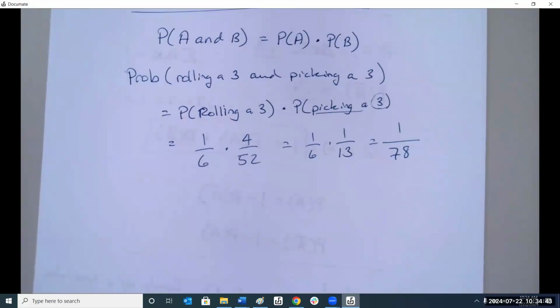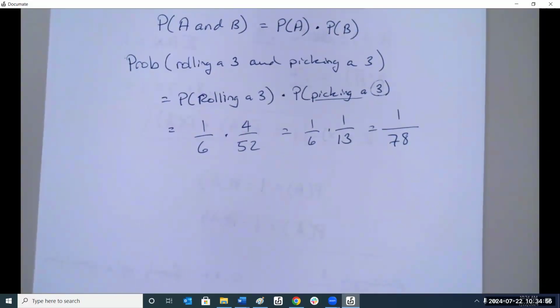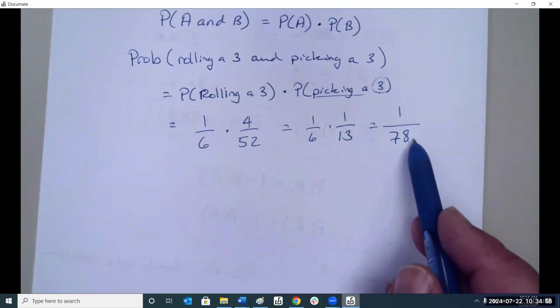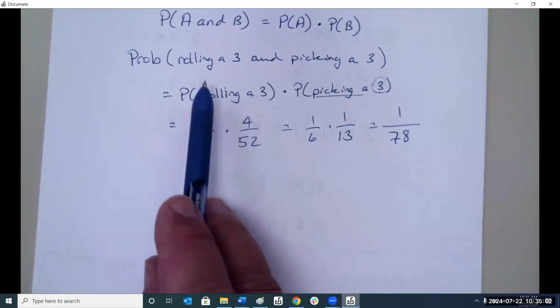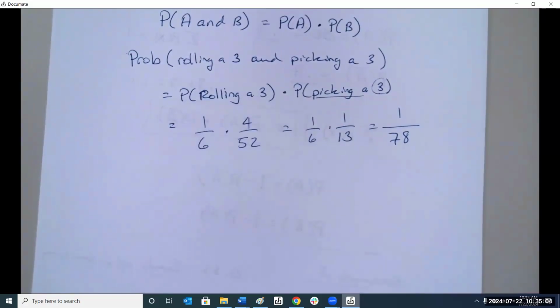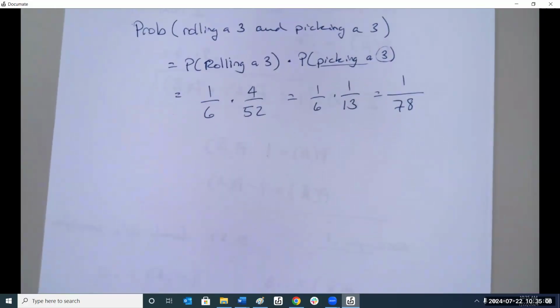And I'll send everybody also the printout of all the cards in a deck of cards, because a lot of people are not familiar with the standard deck of cards. So don't feel bad at all. So that means you could try it 78 times. And out of those 78 times, it may happen 1 time. That's a lot of tries.